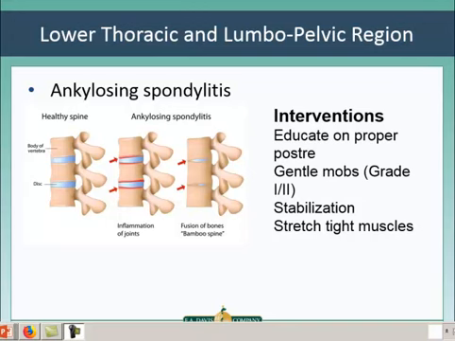For these patients, you treat them with education on proper posture, making sure that they can stay as functional as possible. Gentle mobilizations, grade 1, 2. Again, this is not somebody you would want to do a grade 3, 4 or a manipulation on because they are starting to get fused. Work on segmental and global trunk stabilization, scapular stabilization, and stretch out any tight muscles that may cause an increase in abnormal posture as this tightens up.